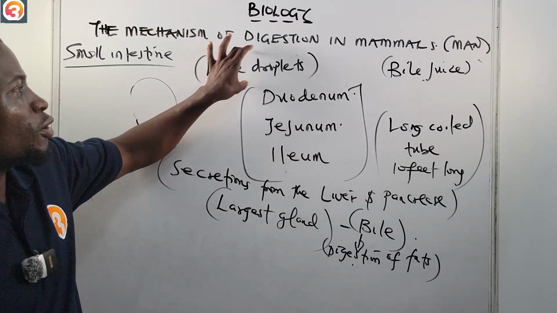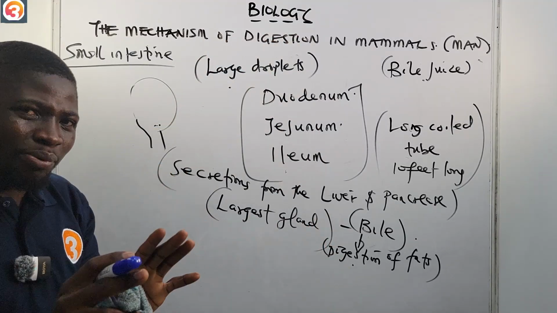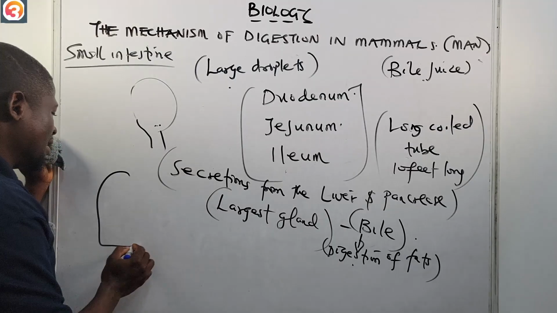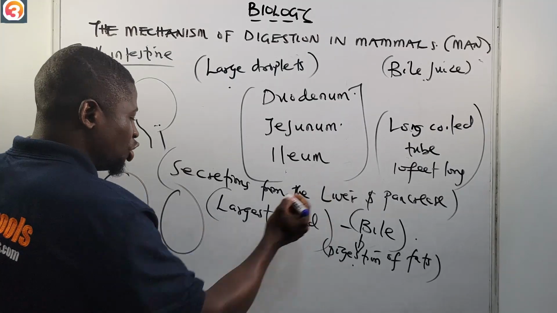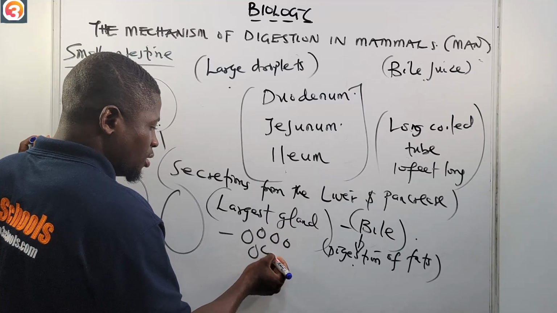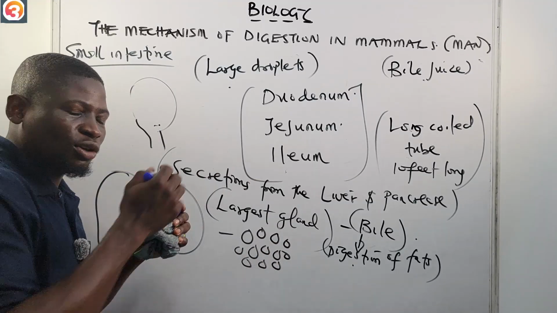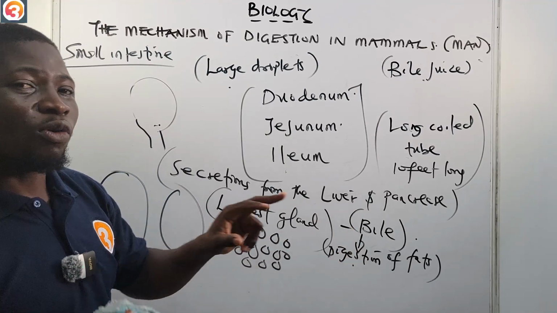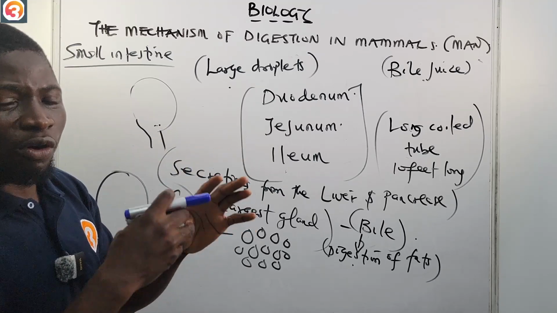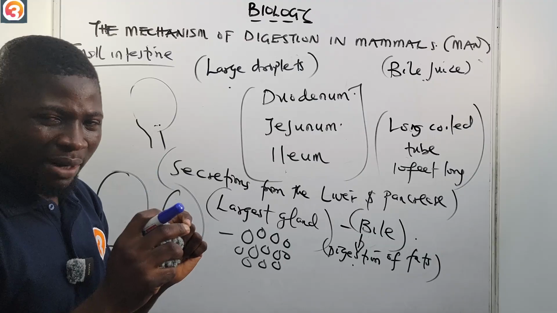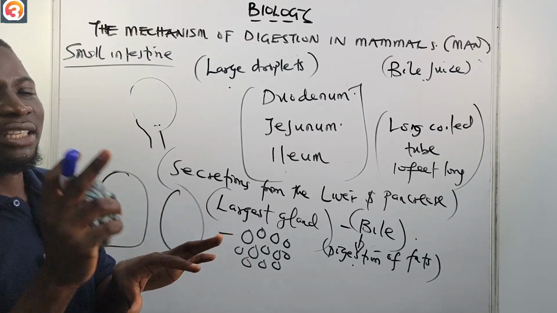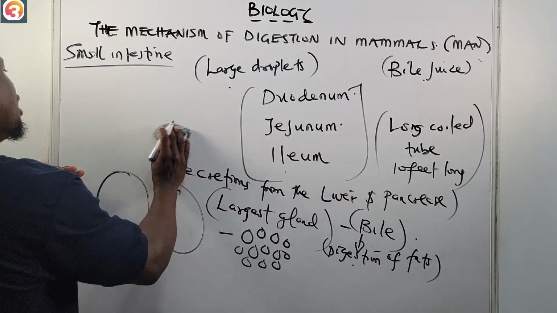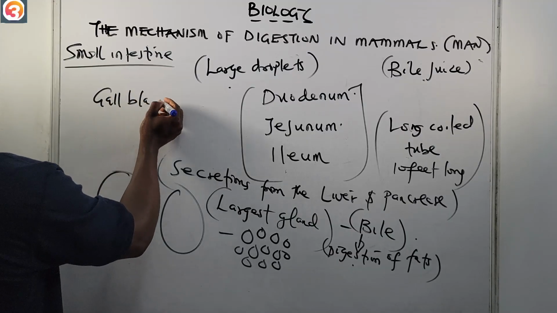Bile juice converts these large droplets of fats into simpler, smaller droplets. Let's say the fats were like this before, the bile juice will convert them to something like this, smaller forms, so that the enzymes can now act on it. That's the function of the bile: to convert large droplets of fats into smaller droplets so that enzymes can act on them. And this bile juice is stored in the gallbladder.